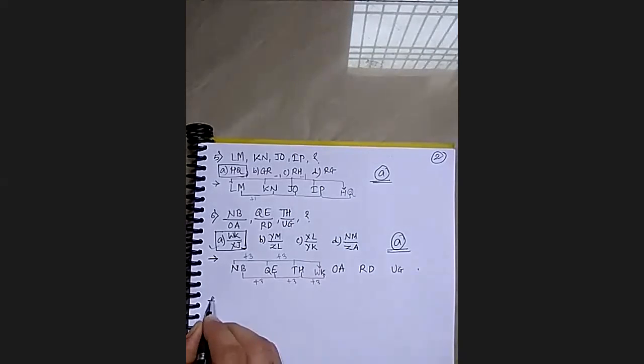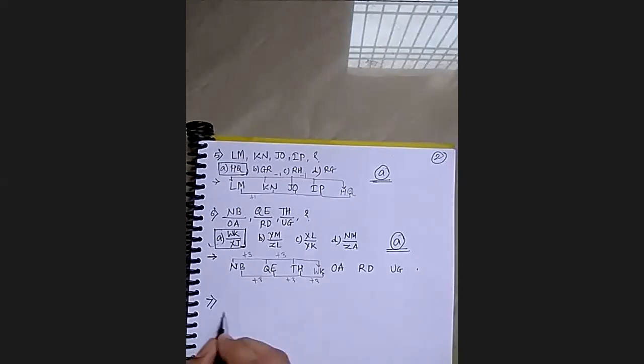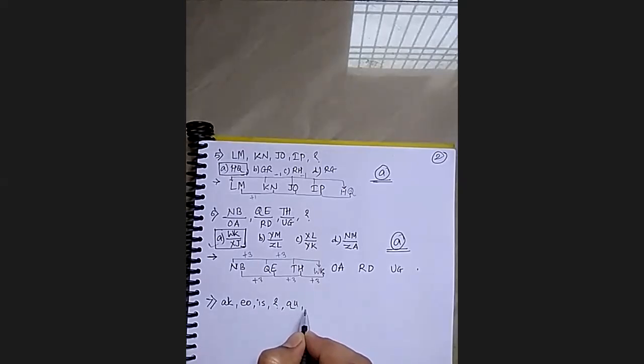So question number 7: AK, EO, IS, question mark, QU, UE. Options A, B, C and D: LV, MW, LM, MV.